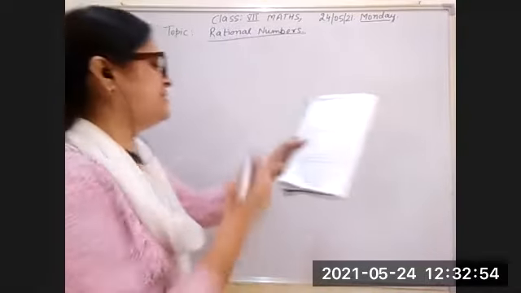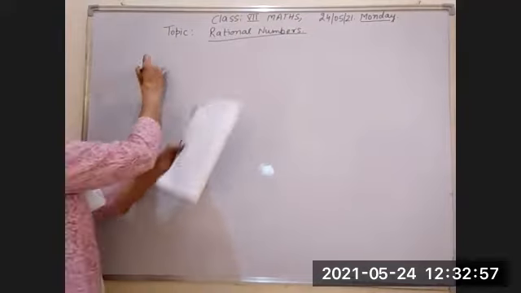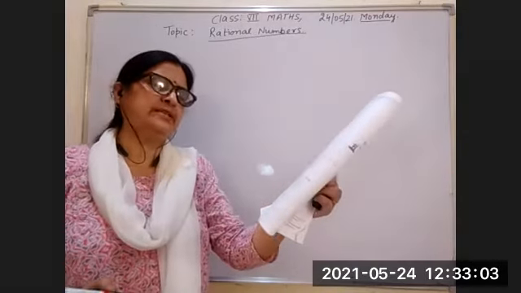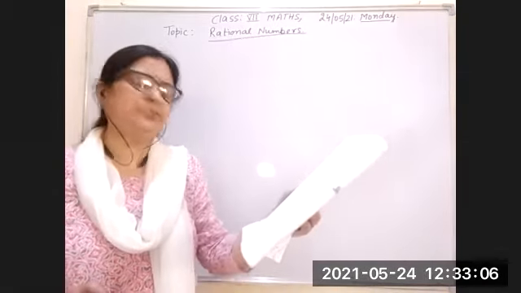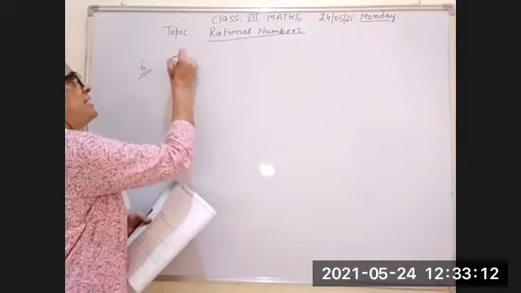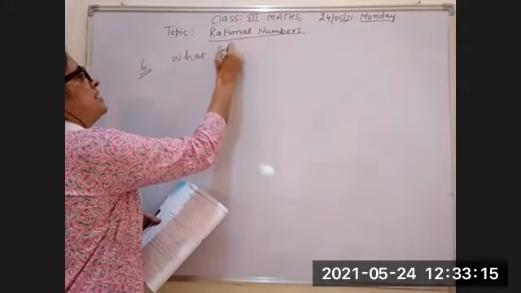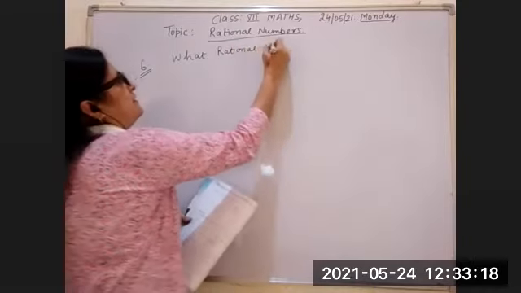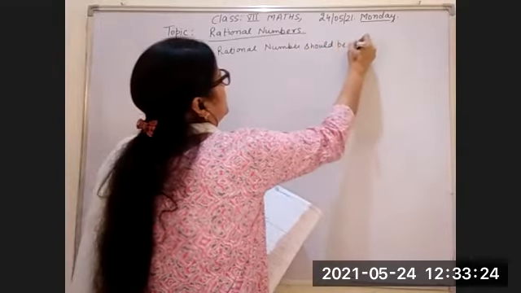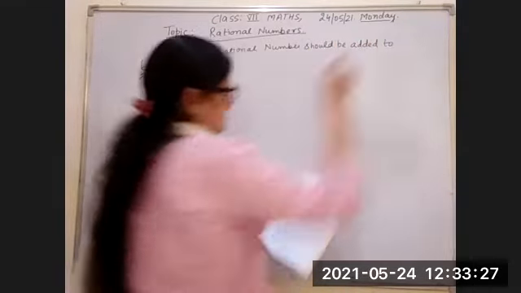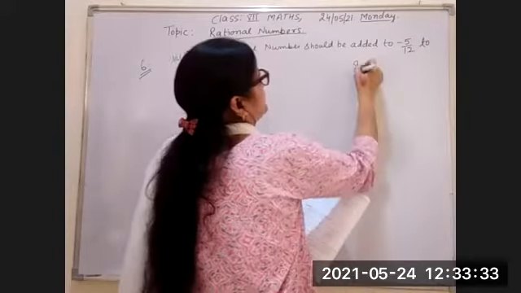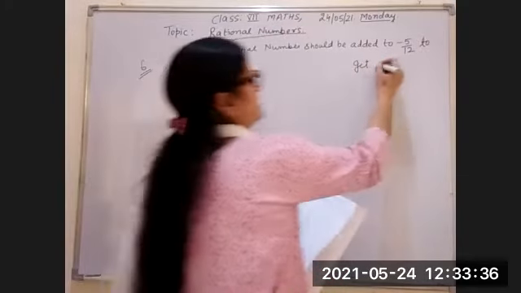Okay. I have completed 5 questions. Now today I am taking your sixth question. Listen carefully. The statement is: what rational number should be added to minus 5 upon 12 to get minus 7 upon 8?